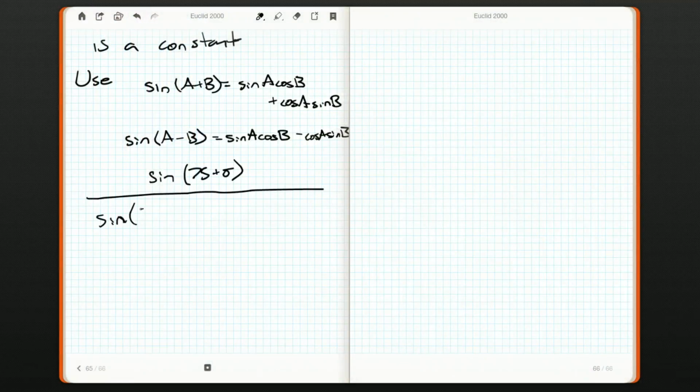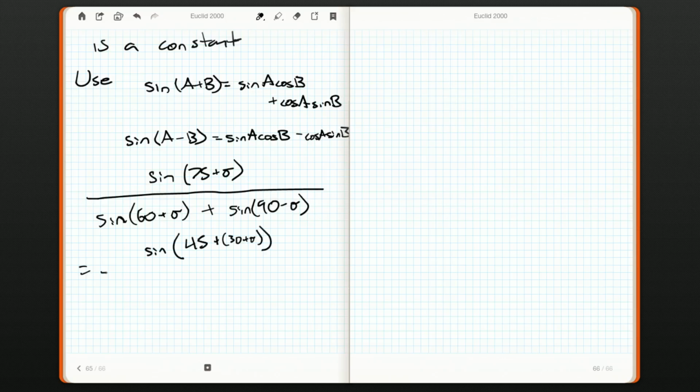Sine of 60 plus sigma. But see, then this one becomes sine of 30 and 30 plus sigma. And that's so nice. And this one, 90 minus sigma, how could we get a 30 plus sigma there? We do 120 minus 30 plus sigma, I guess. Yeah, I don't think I'm going to split it up into 75 plus sigma. I think I'm going to do this. Sine of 45 plus 30 plus sigma. I'm going to get a whole bunch of 30 plus sigmas in here. It may not end up making a difference, but I think it will.